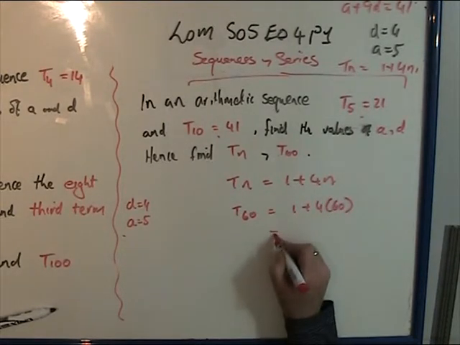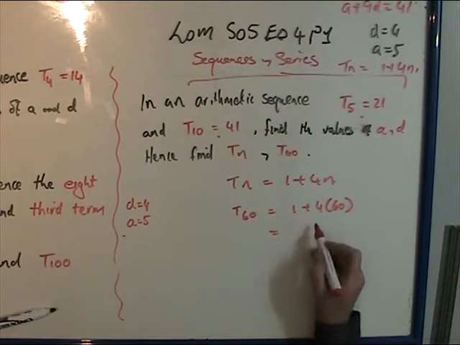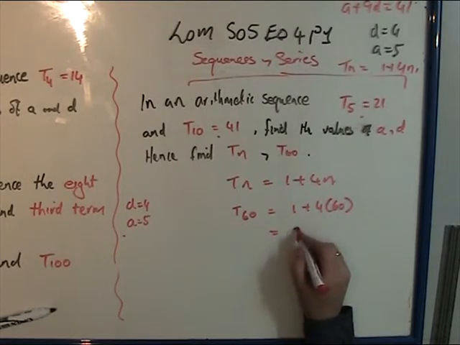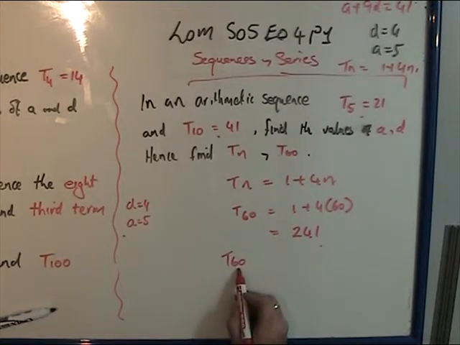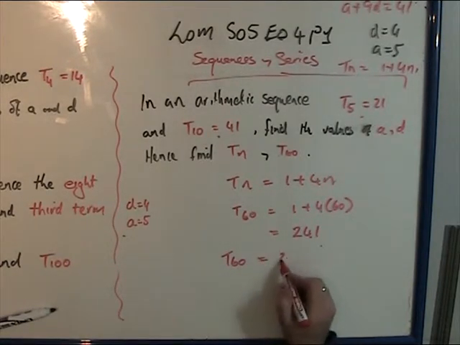Do you get what I'm getting at here? Okay, so you put it in and you got 4 60s is 240 plus 1 is 241. So T of 60, that's the 60th term, is equal to 241.